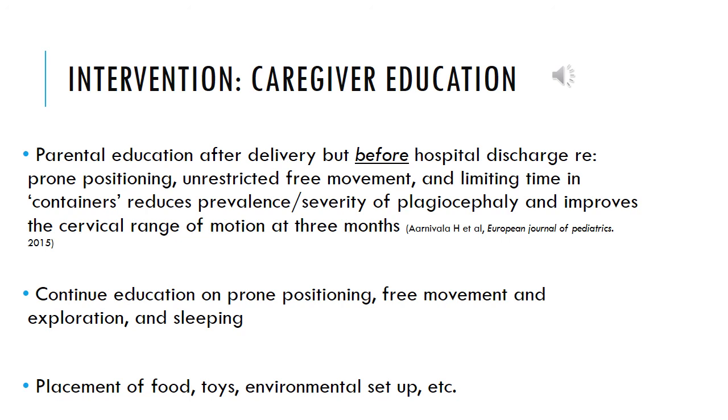If this is a result of postnatal deformation, we can really prevent and reduce the likelihood of this happening through prone positioning, promoting active exploration of the environment, moderating time spent in containers, and really using that in a purposeful way. We know from research that we can really prevent a lot of plagiocephaly from even happening in the first place, or it's a much less severe form.